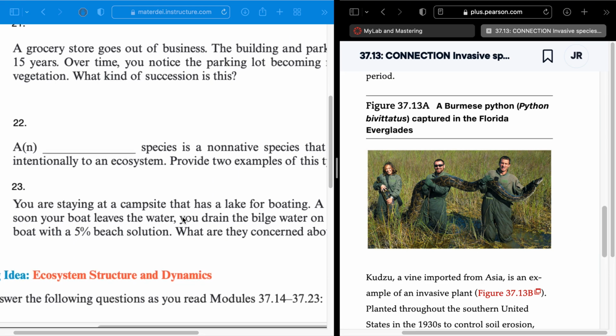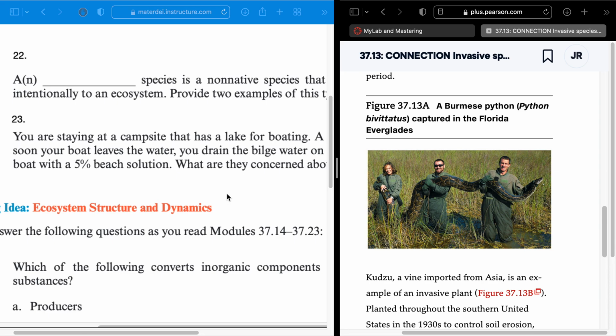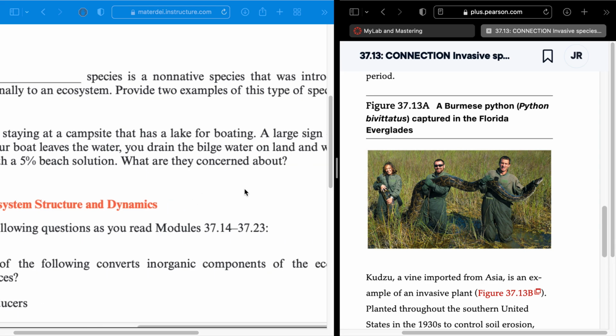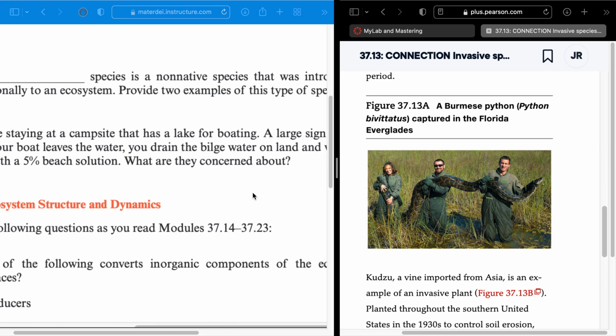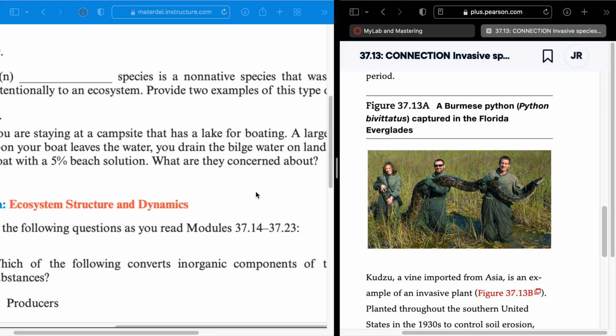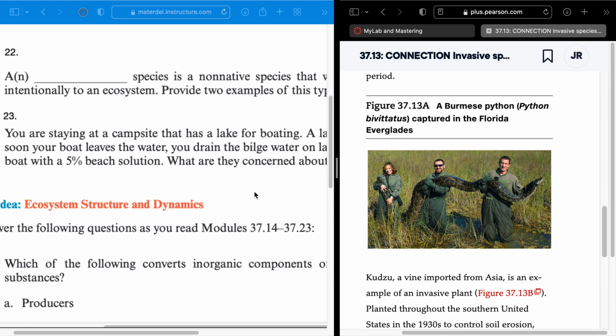So we answered 22, and we also answered 23. You're staying at a campsite that is a lake for boating, and a large sign says, make sure you drain your bilge water on land and wash your boat with bleach solution. What are they concerned about? An invasive species that is inside the boat, on the boat or on the trailer.